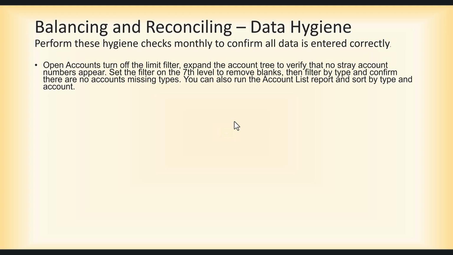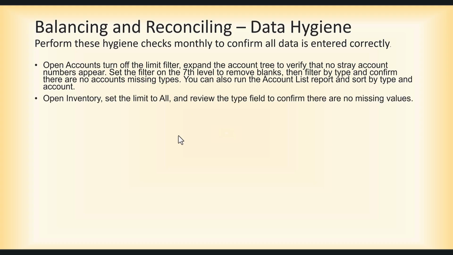doesn't make sense to have bad data sitting there forever. Then we also want to set the filter at the 7th level on the search grid to remove the blanks. That gives you just 7 level account numbers. And then you want to filter by type to confirm there's no accounts that are missing a data type. You can also run an account list report and sort by type and account, and those will give you the same thing. But that's what we're going to do first.